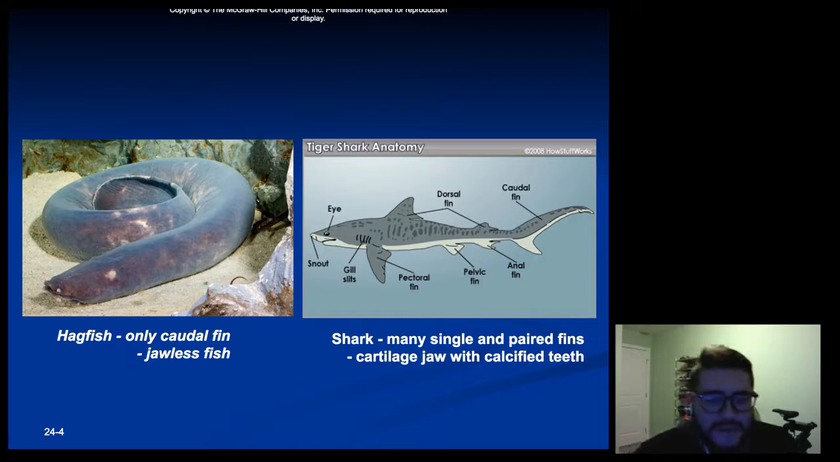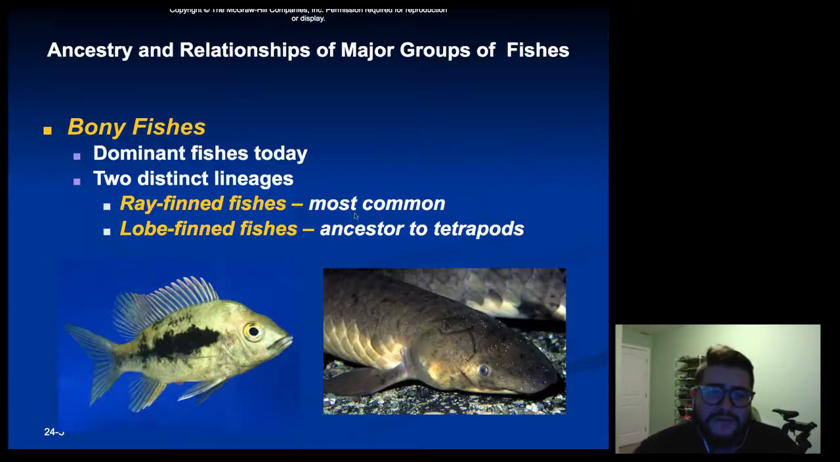Here's just a few examples, right? Here's the hagfish, which really only has a caudal fin, which is the outside back fin. You can see the analogous caudal fin over here. And it doesn't have jaws, but it does have a head. And then here is a shark.